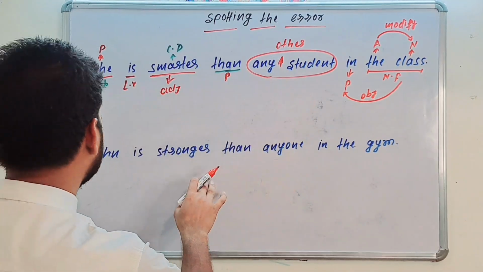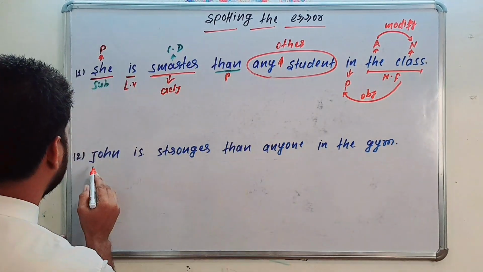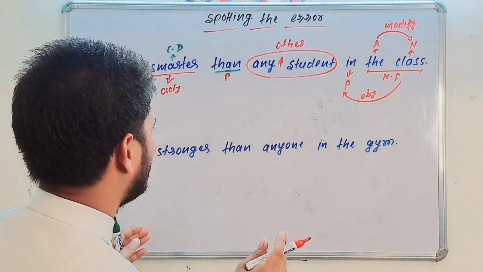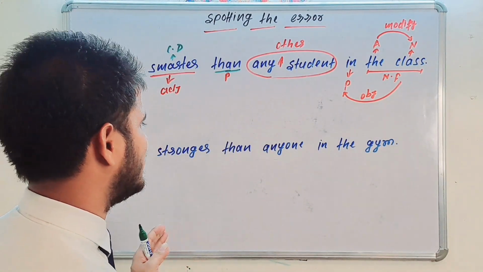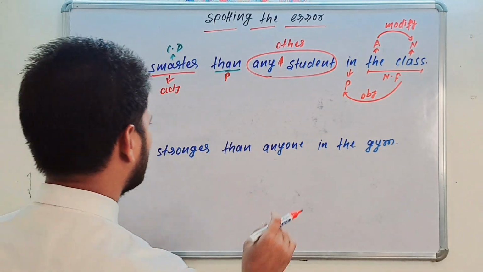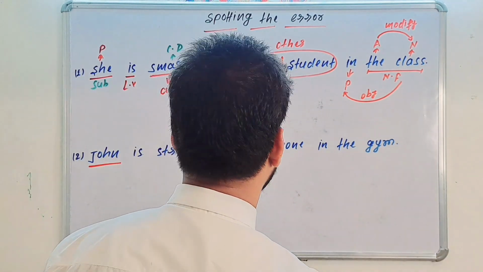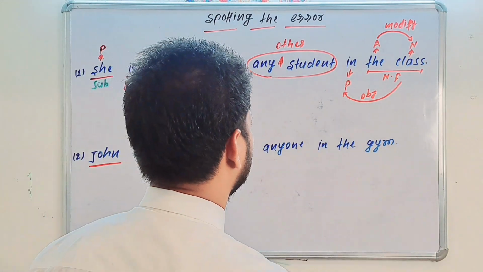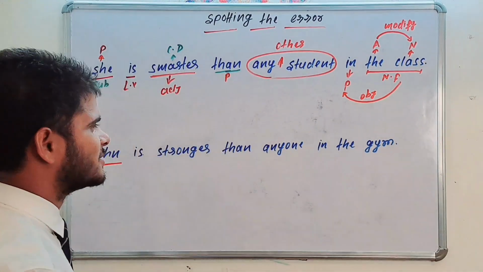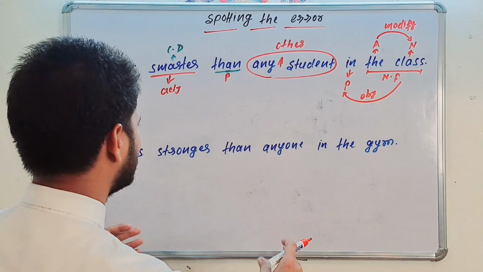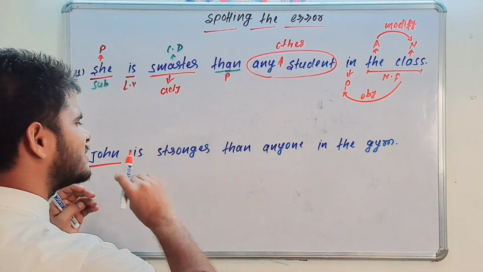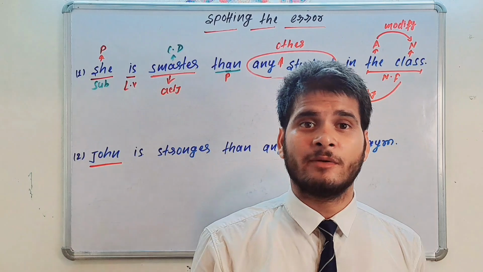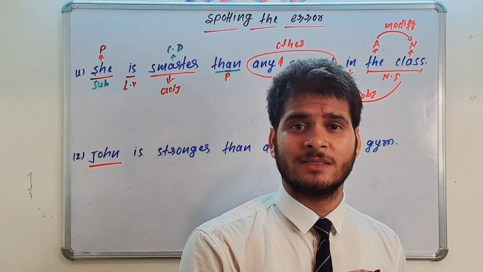Now let's move to the second one here. John is stronger than anyone in the gym. This is the second example and second sentence, and this sentence is completely wrong. And you have to spot the error part here in the second sentence.